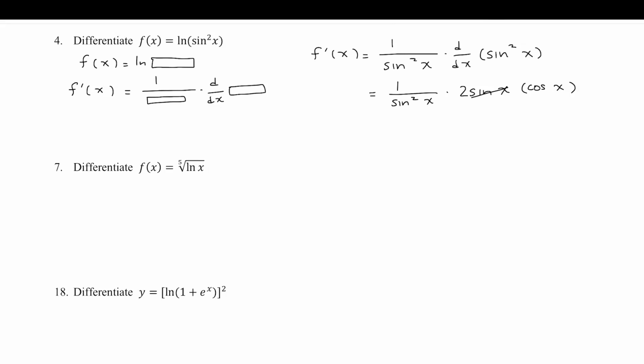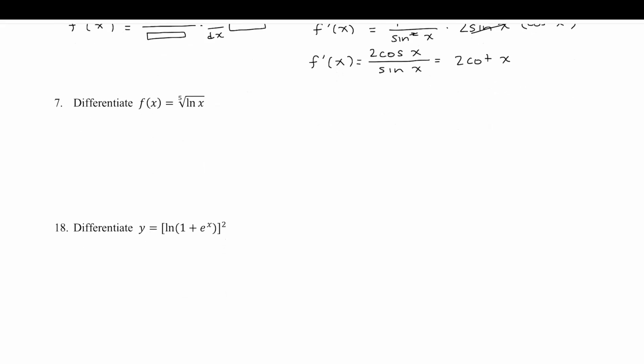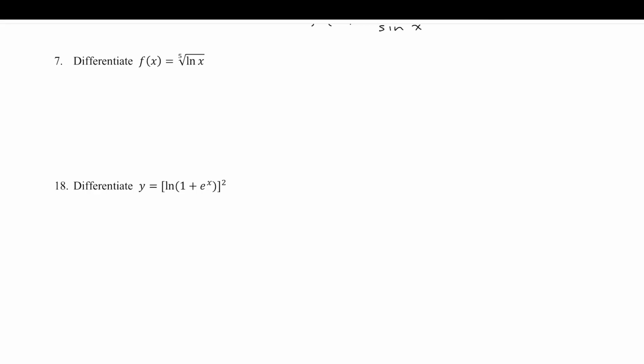Now, if I'm thinking carefully, I realize that my sine x here, which is really in the numerator, can cancel with one of the sine x's in the denominator. So what I have for my f prime is actually 2 times cos x over sine x, or I could write that 2 times cotan x as well.